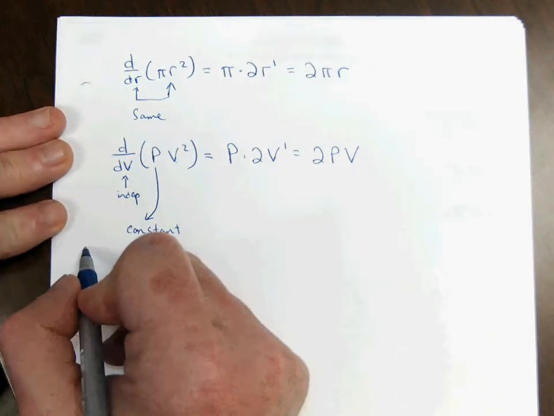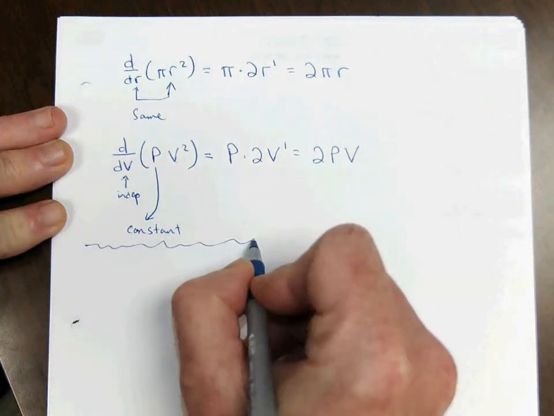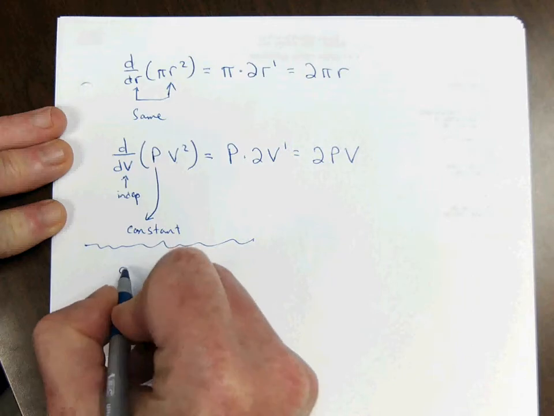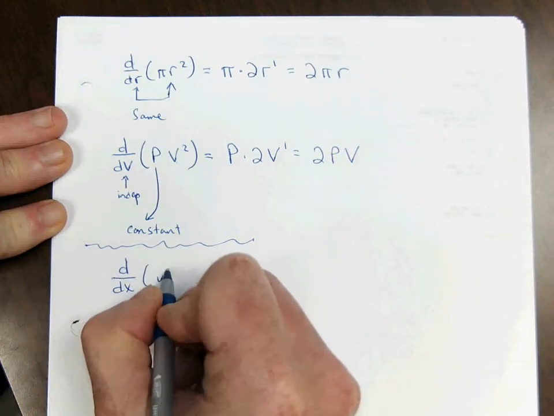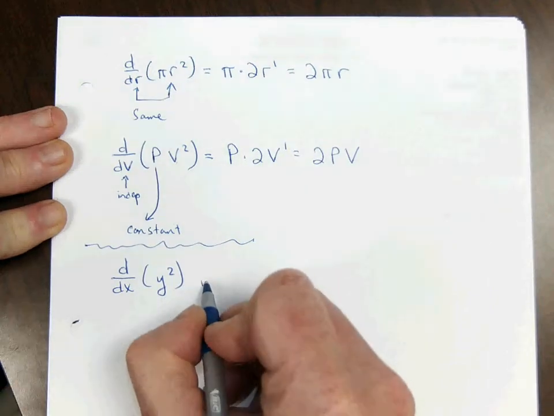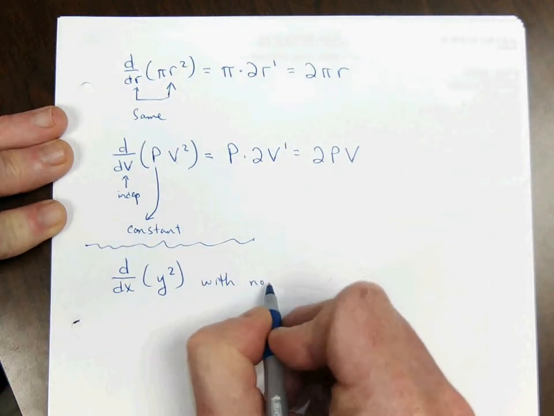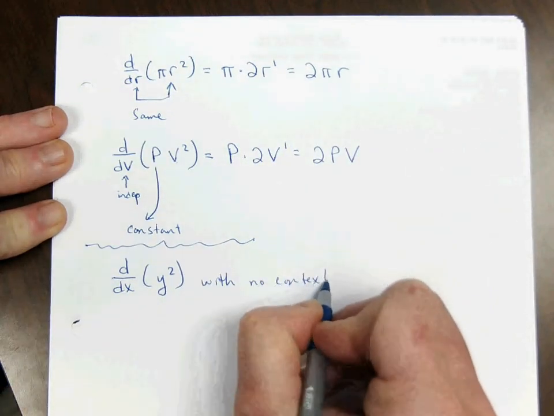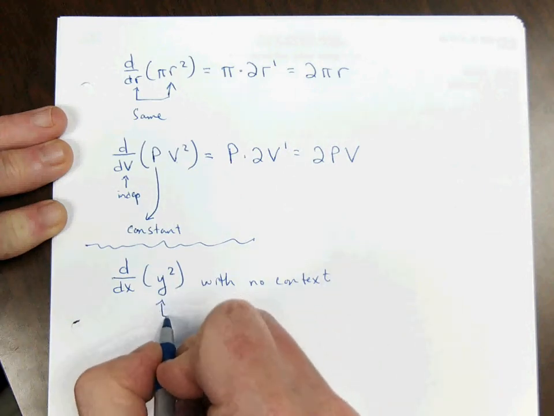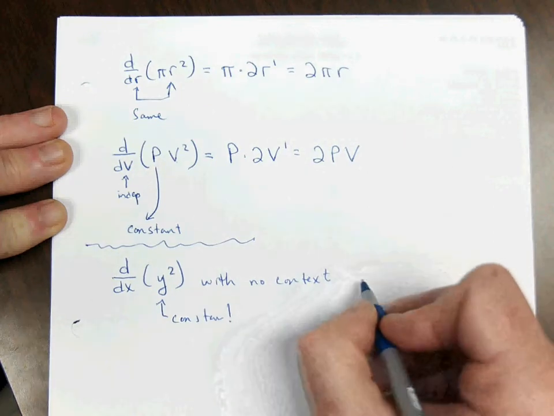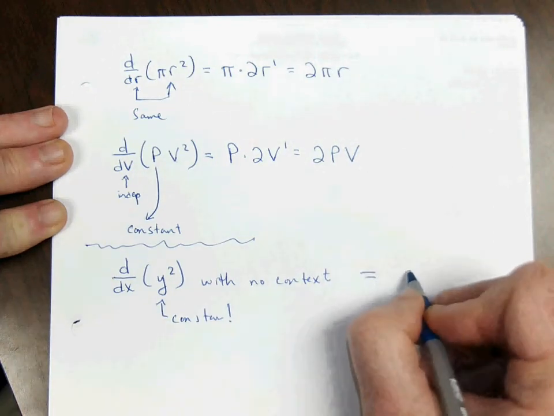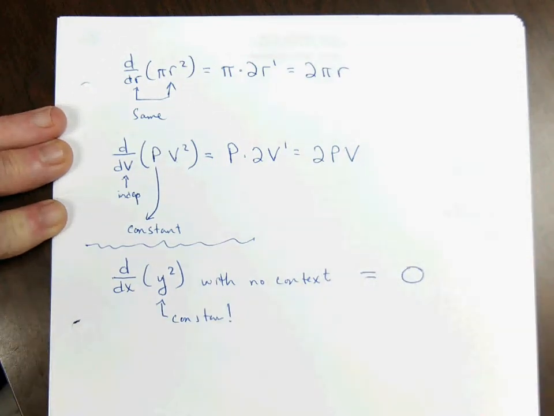So now back to Nicole's question. Say I have d/dx of y squared, with no context to this problem, then I'm going to treat that y squared as a constant, and so in this case, I'm trying to differentiate a constant, so I would get 0.